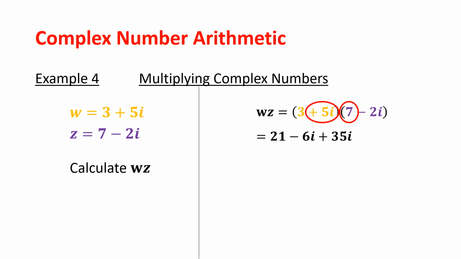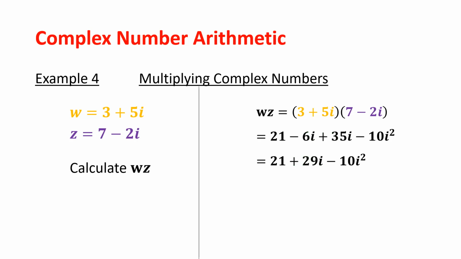Now we're going to go plus 5i times 7, which is plus 35i. And then we're going to go 5i times negative 2i. Now 5 times negative 2 makes negative 10. And i times i would make i squared. So we're going to get negative 10i squared. Now, we can simplify these two bits in the middle. If we have minus 6i plus 35i, we have plus 29i.